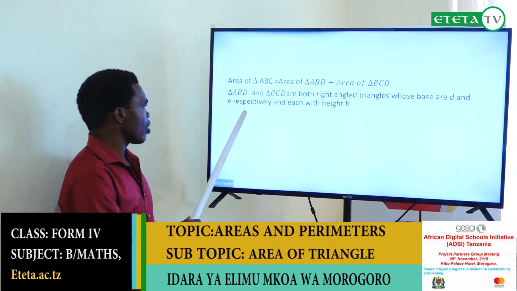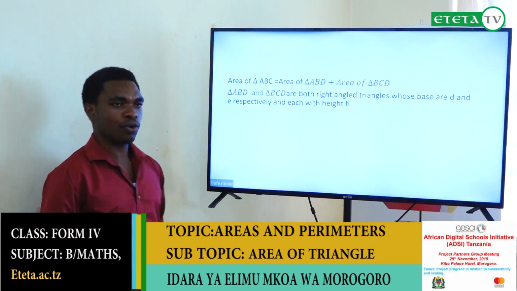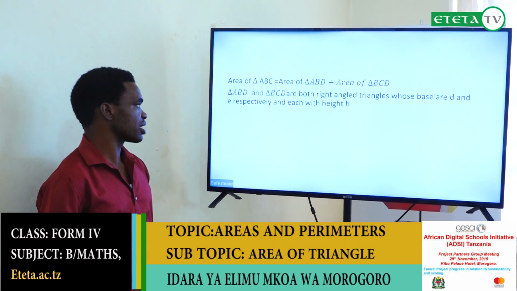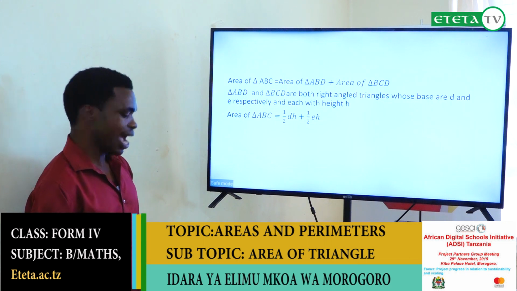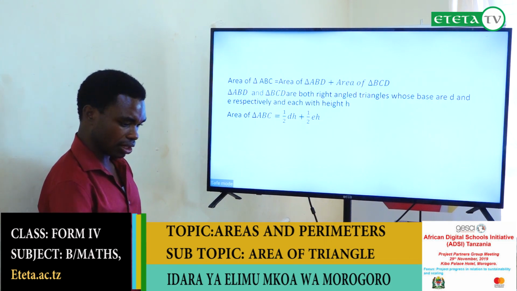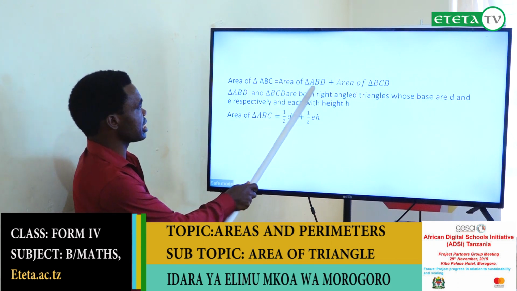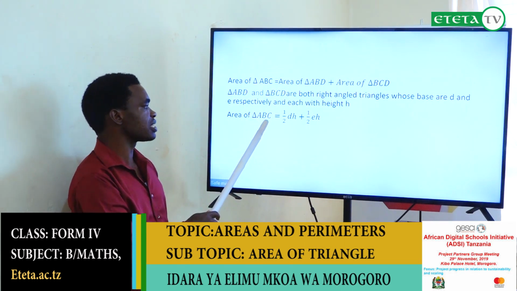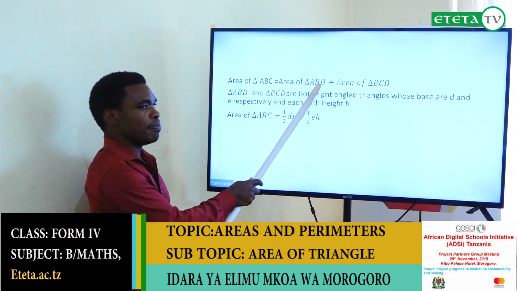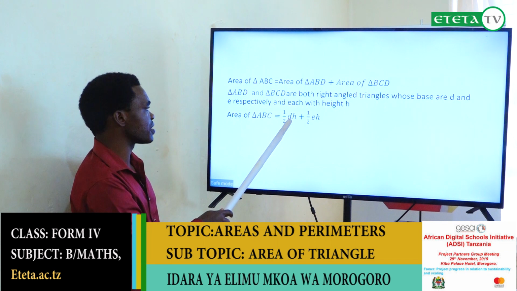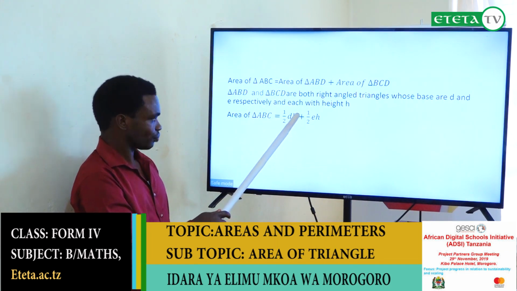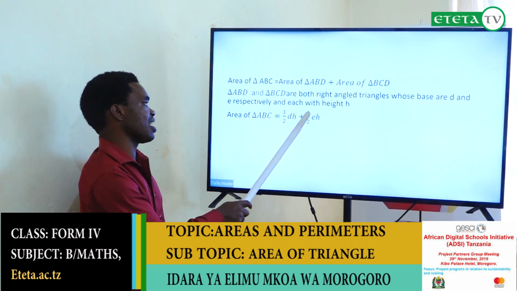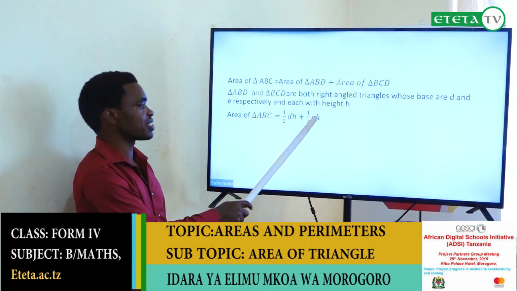Now, triangle ABD and triangle BCD are both right angle triangles, as we have observed there, and their bases are D and E respectively. But both are having the same height. Now, because this is a right angle triangle and this is also a right angle triangle, therefore the area of triangle ABC will be the area of triangle ABD, which is a half times D times H. And again, we have to add the other triangle, in which we said the base is E, so it will be a half times the base, which is E, times H.